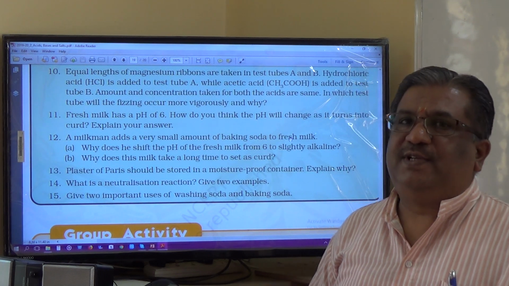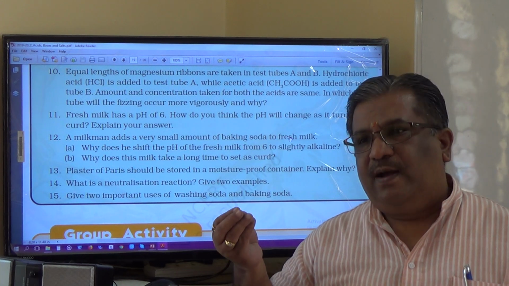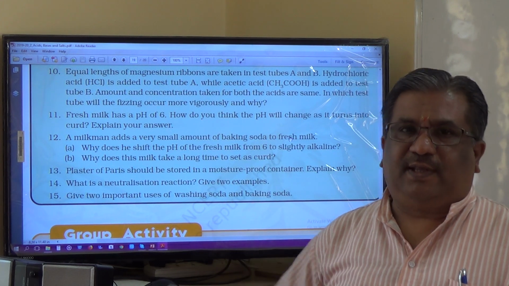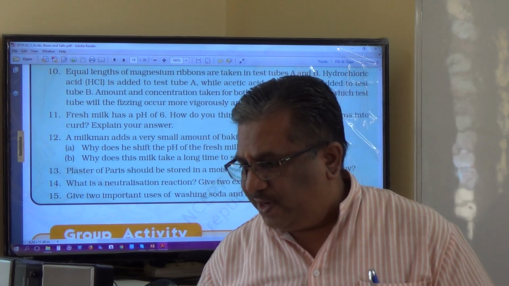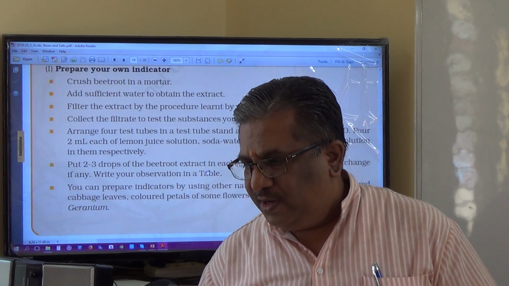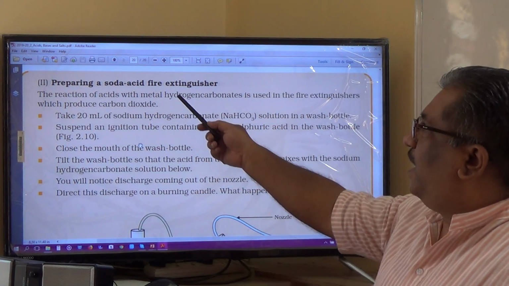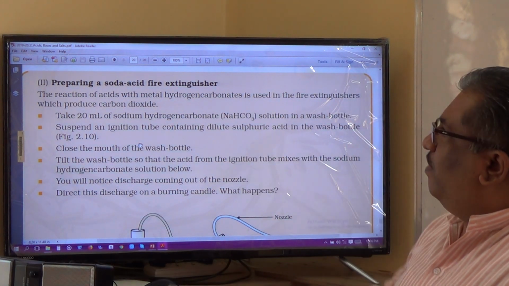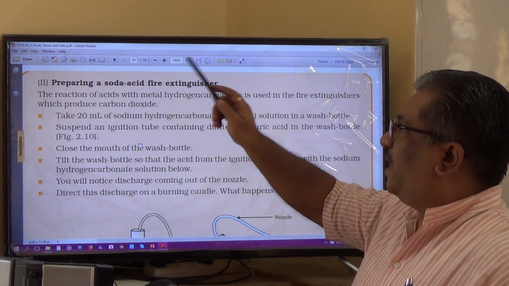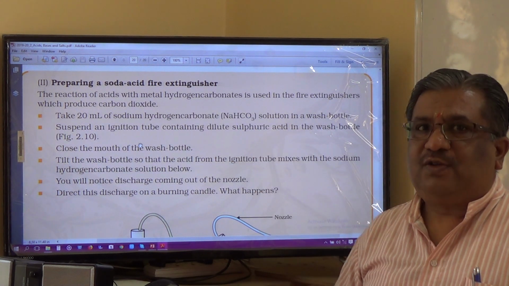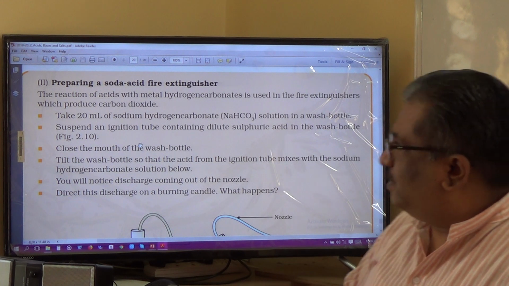In my next class, which is the last class, I'll take a few exemplar questions and try to solve them. Okay. Now here one activity is there, a very important activity, you can go through. Not the first one, the second one. Prepare a soda acid fire extinguisher. Remember, what is used in a soda acid fire extinguisher? Sodium bicarbonate, isn't it? Sodium bicarbonate.